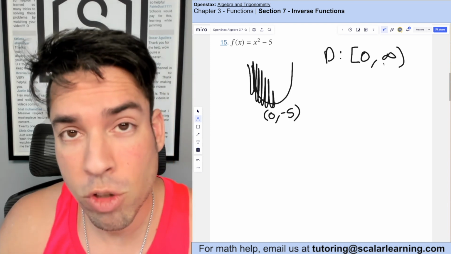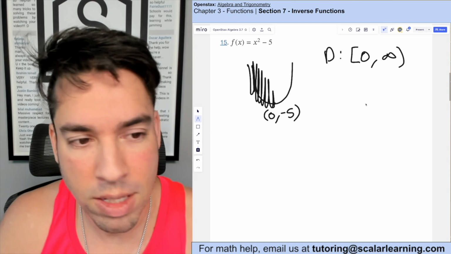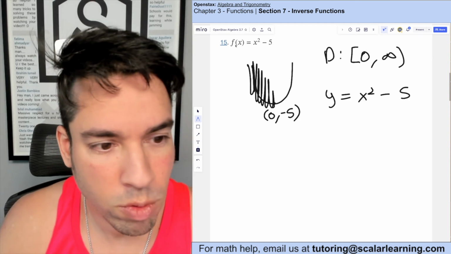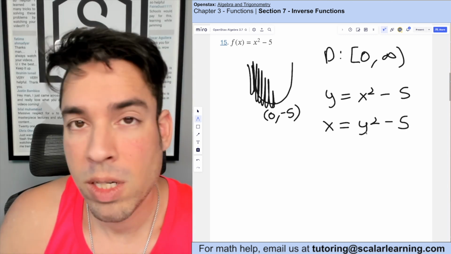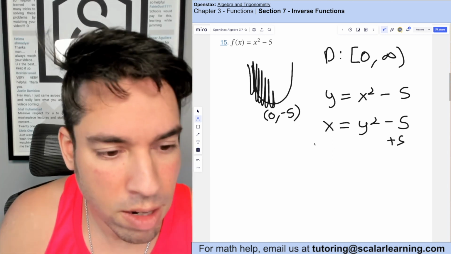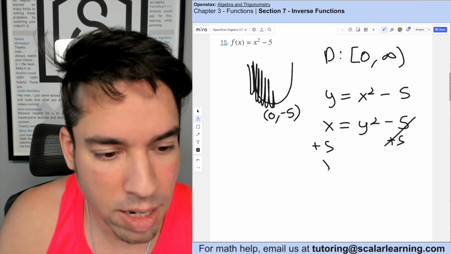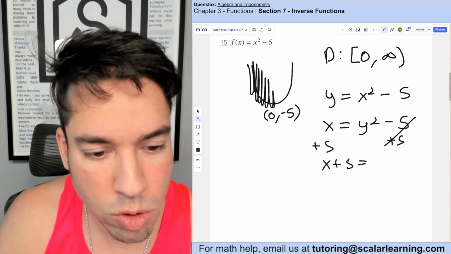Now that we have the domain restriction, let's go ahead and find the inverse. So my first step was to replace f of x with y. Now we're going to swap the x and the y like so. And then we're going to solve for y. So first I'm going to add 5 to both sides. Boom. And I get x plus 5 equals y squared.